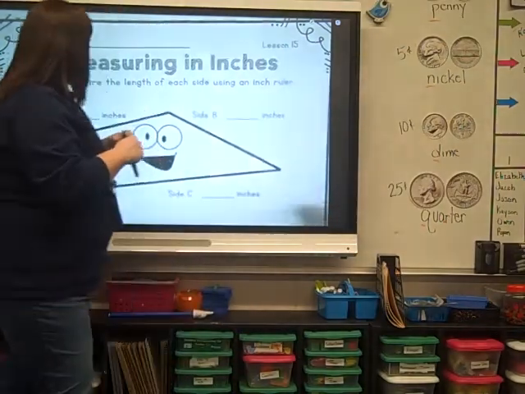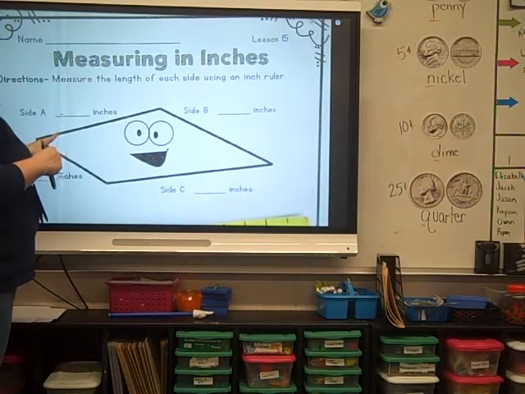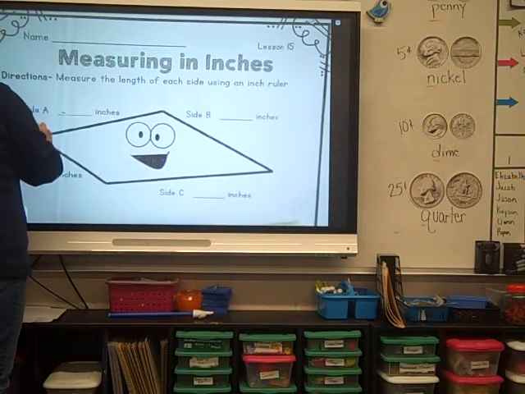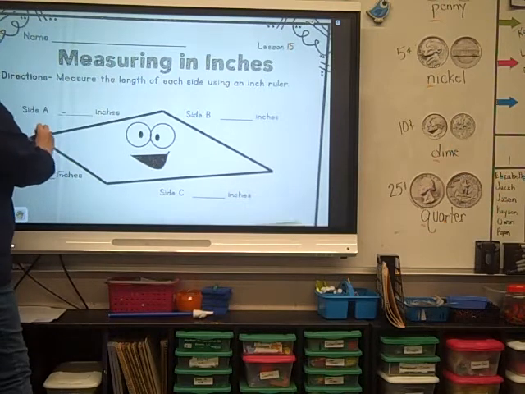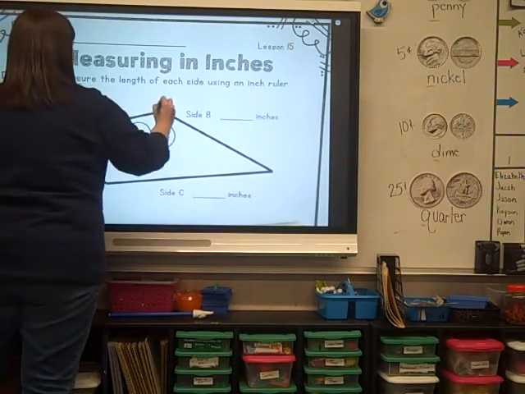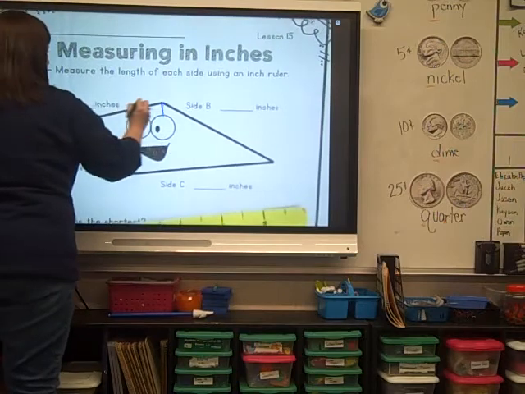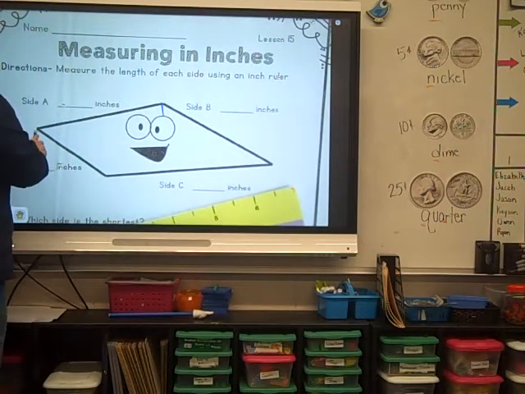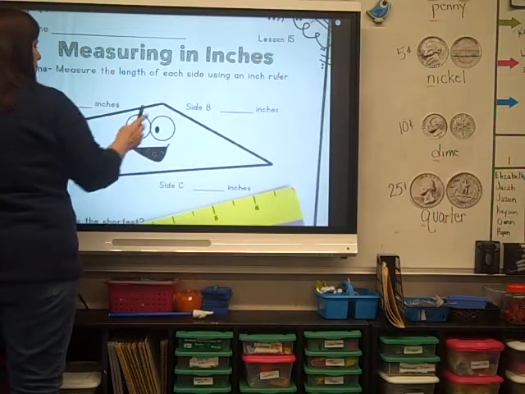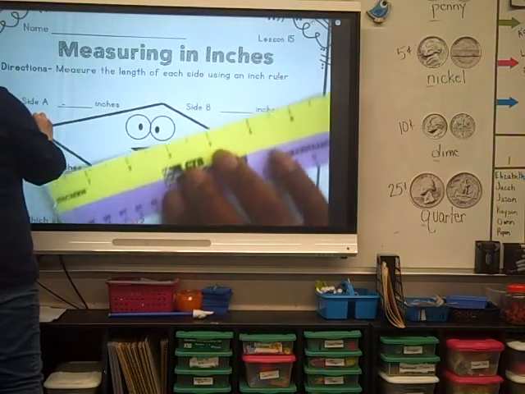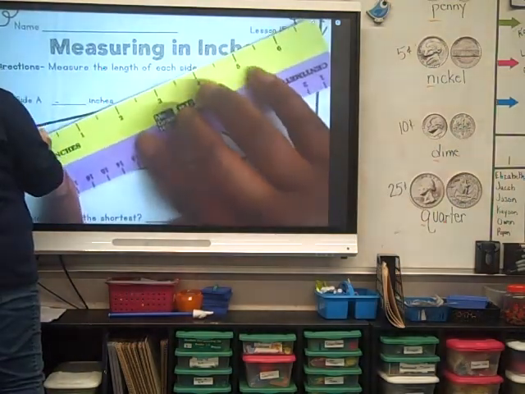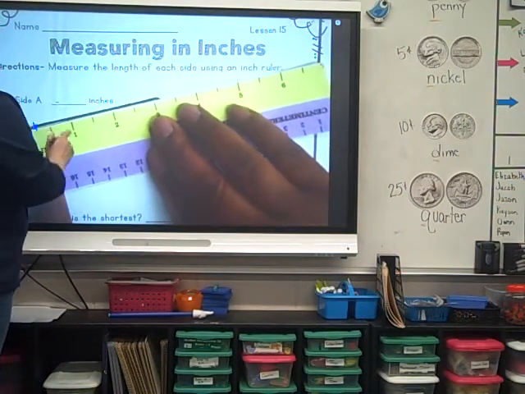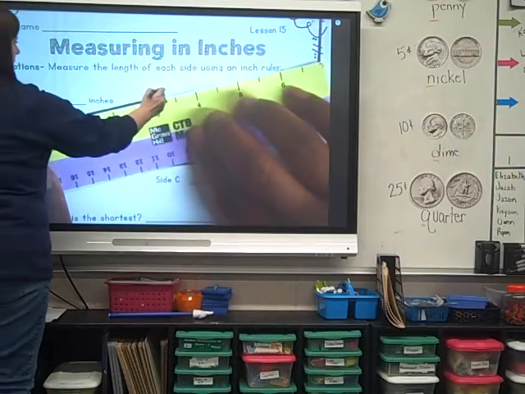So what we're going to do is it says measure side A in inches. So what I have to do, guys, I have to line my ruler up from here and measure all the way over to here. I got to measure that side, okay? So Miss Kia is going to line up my ruler with the edge right there, and then she's going to line it up and see how here's the end of the side.